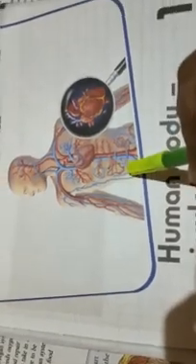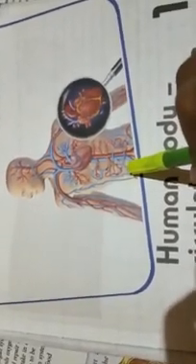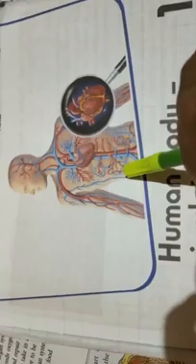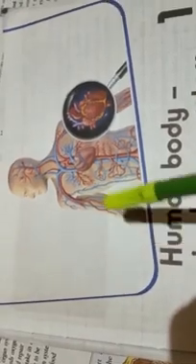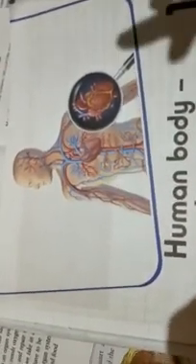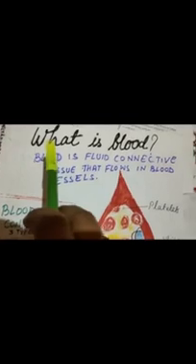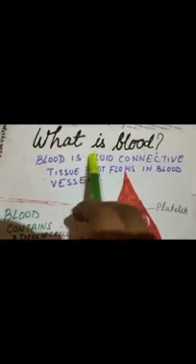Circulation of what? Nutrients and oxygen throughout the body. As you can see, it consists of three main parts, and the three main parts are blood, blood vessels and heart. Now let's see, the first question which comes to our mind is, what is blood?